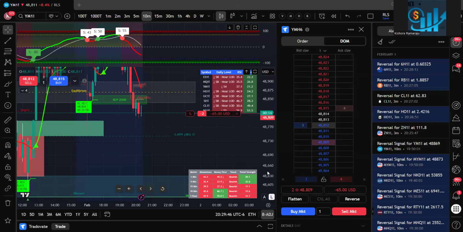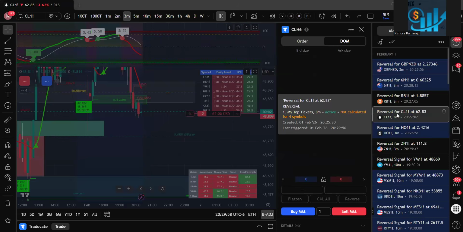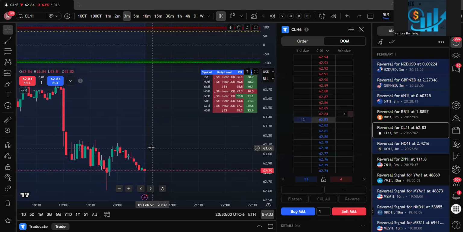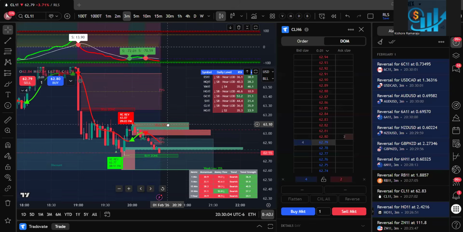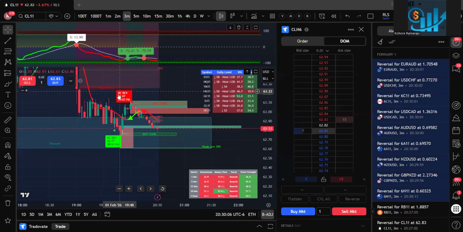So while this is dropping, we can see a few more, and you can tell me whether that's a good opportunity to short or should we hold. So for example, we got a reversal signal for crude oil. You got a reversal signal here, but you are close to a discount zone. This is a bearish reversal.